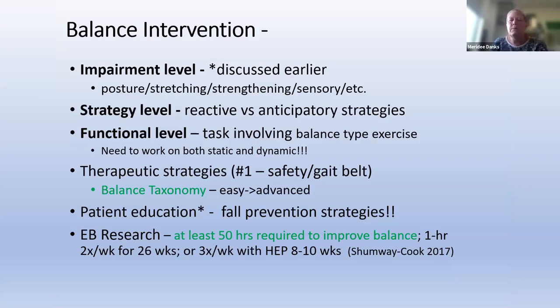So different balance strategies we already discussed for impairments and for motor and sensory strategies. If you do functional task training, it should incorporate static, dynamic, anticipatory, and reactive balance. Start easy and challenge the person. Always use a gait belt, and education, education, education.